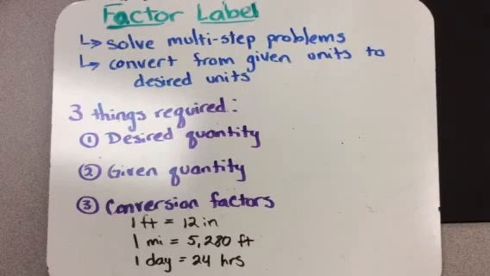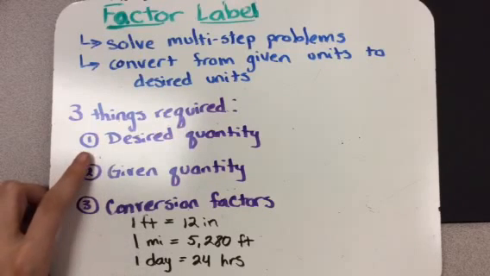All right, let's look at the factor label method. This is a method that we're going to use in chemistry to solve multi-step problems, and we can use it also to convert from given units to desired units. The first thing that we need to discuss is what three things you need in order to be able to do a factor label problem.